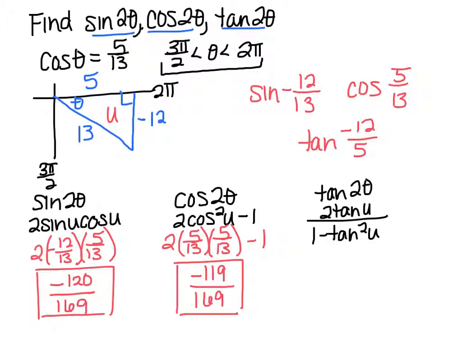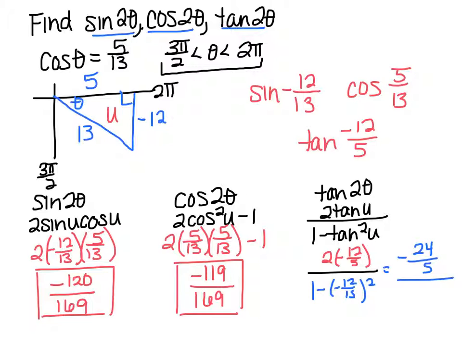And the last one, 2 tangent, which is negative 12 over 5, divided by 1 minus negative 12 over 5 squared. When I simplify the numerator, I get negative 24 over 5. When I simplify the denominator, I get negative 119 over 25.